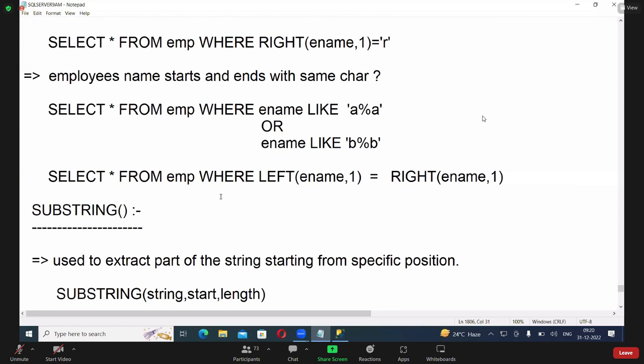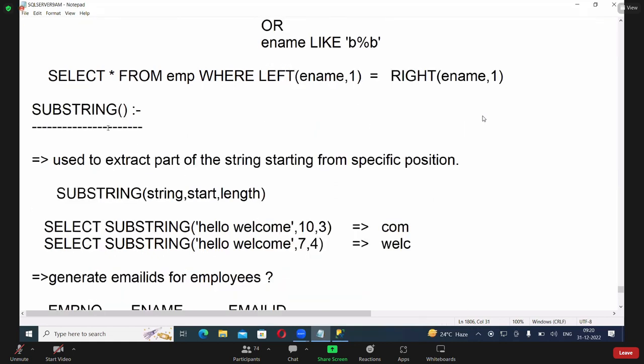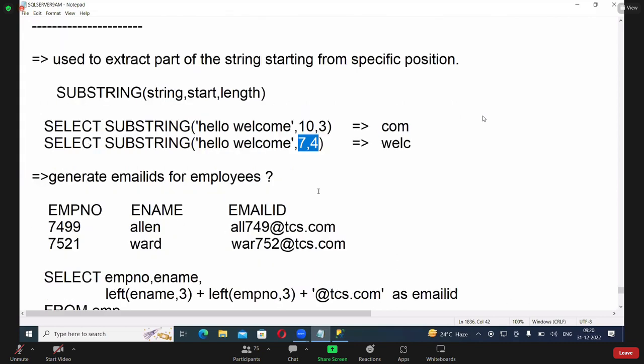Substring also use it to extract, but left always starts from first, right always starts from last. Substring function extracts characters starting from a specific position. Starting from 10th character, I want 3 characters. Starting from 7th character, I want 4 characters. Then we can use substring.